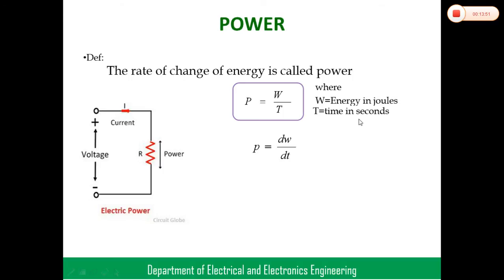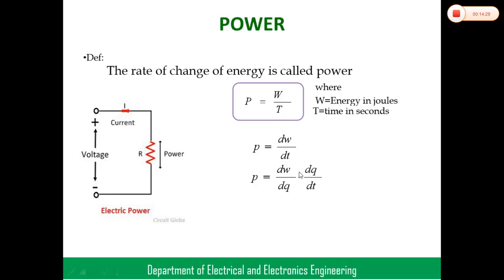Here W is energy in joules and T is time in seconds. So we can write this as P equal to dW by dt, where dW is the change in energy and dt is the change in time. From this, dW by dt can be written as dW by dq into dq by dt. We can cancel dq, and it becomes dW by dt only.